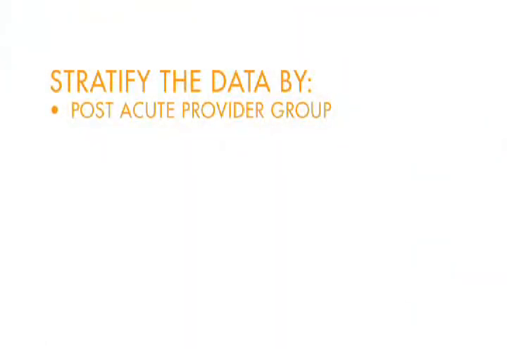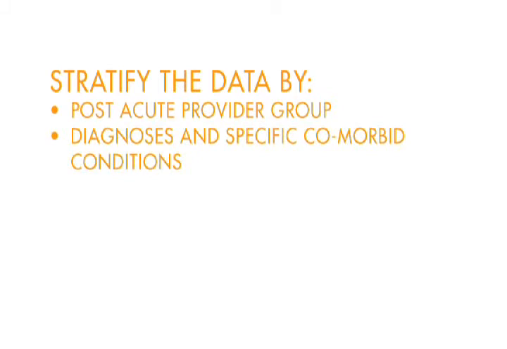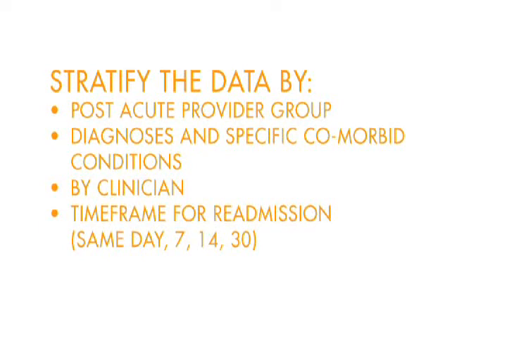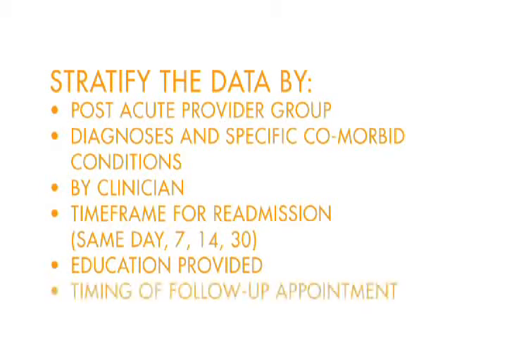In order for the Community Readmission Work Group to identify root causes, you must stratify the data by post-acute provider group, diagnosis and specific comorbid conditions, by clinician, time frame for readmission, same day, 7, 14, 30, education provided, and timing of follow-up appointment. While there are many other factors to consider, such as medication reconciliation and health literacy, the entire healthcare community must work together to promote continuity during transitions of care and decrease readmissions across care settings.